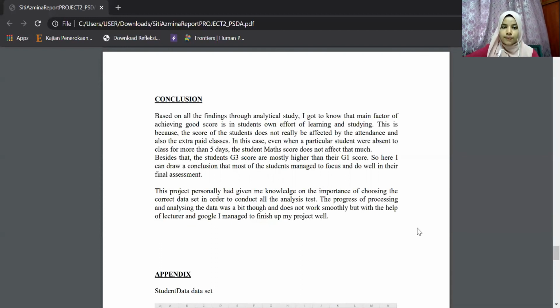So in this project, I personally gained knowledge on the importance of choosing the correct data set in order to conduct all the analysis tests. The process of processing and analyzing the data was a bit tough for me, but with the help of my lecturer, for sure Dr. Sharin, and also Google, I managed to finish up my project well.